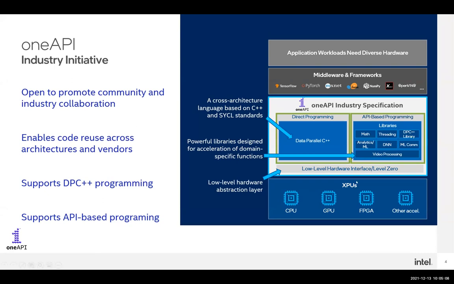The low-level hardware interface is shown here at the bottom of the oneAPI level and above the hardware devices. Hardware devices, we refer to them sometimes as XPUs, CPUs, GPUs, and so on. It is the oneAPI Level Zero layer. And that defines a set of capabilities and services that a CPU, GPU, or hardware accelerator needs in order to interface with compiler runtimes and other developer tools.